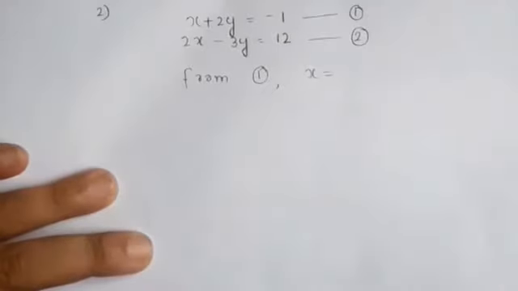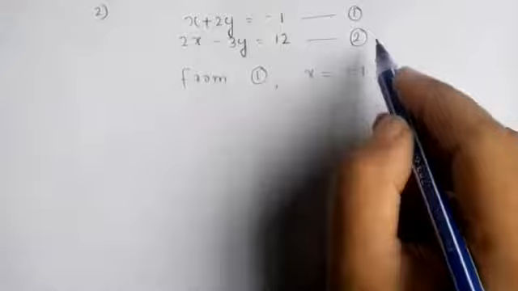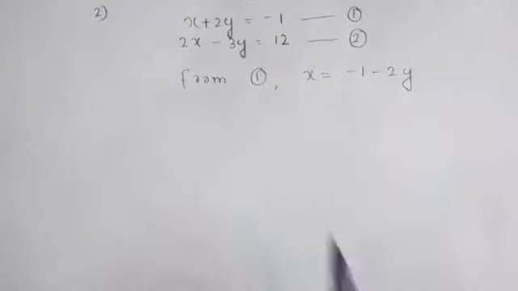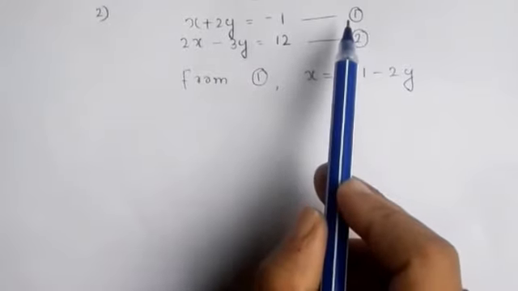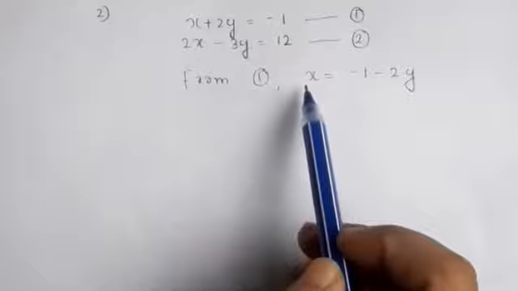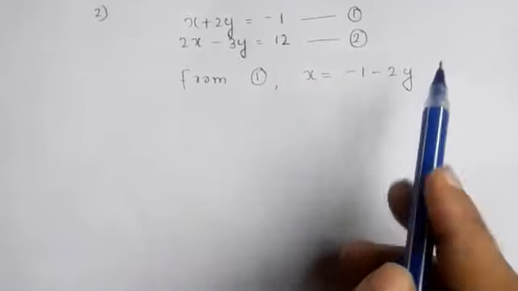From equation number 1, x is equal to what? Minus 1 plus 2y. When you transpose to the right side, it becomes minus 2y. So here we selected from equation number 1. Okay, so you should write down x is equal to, what is x? x is equal to minus 1 minus 2y.